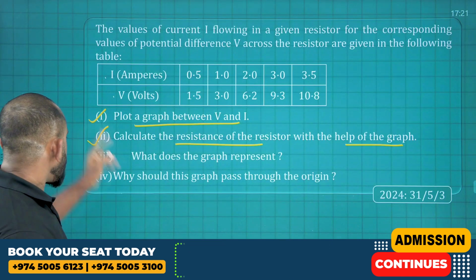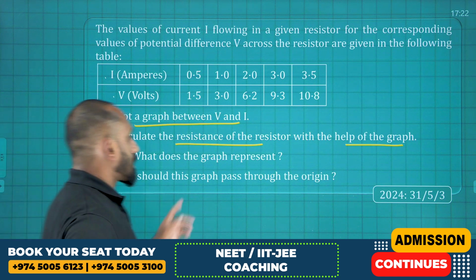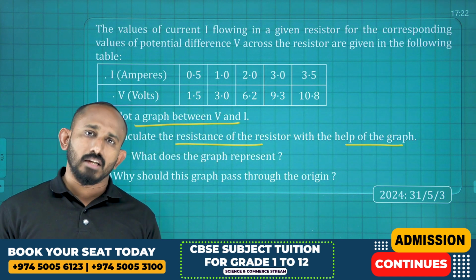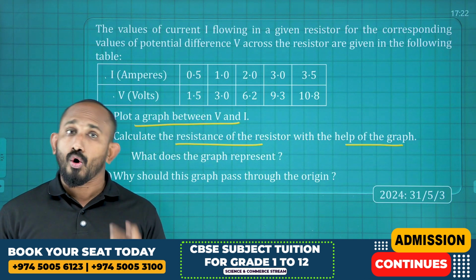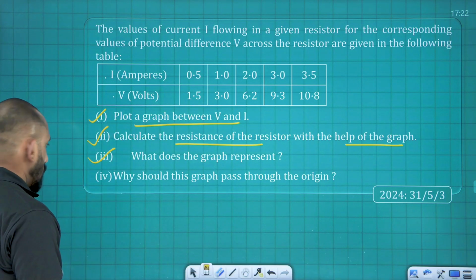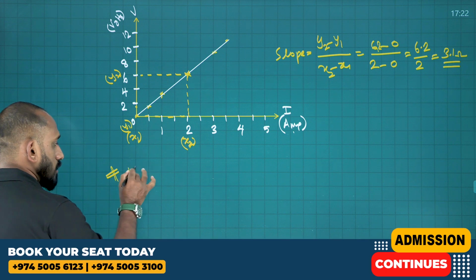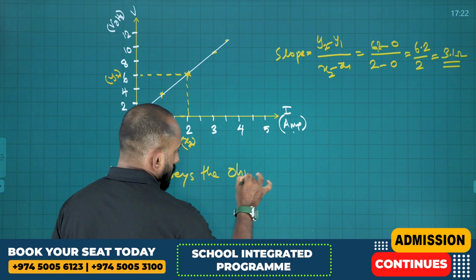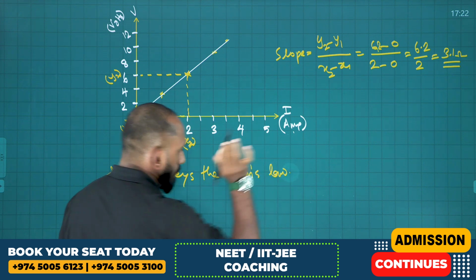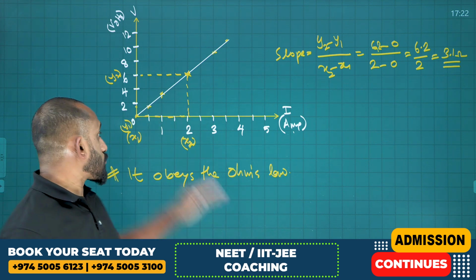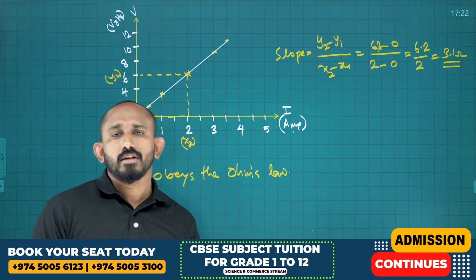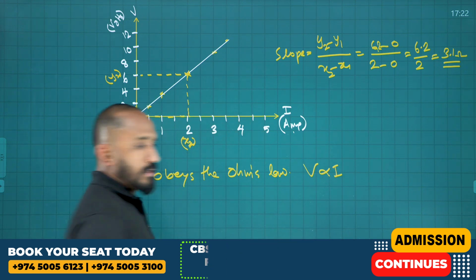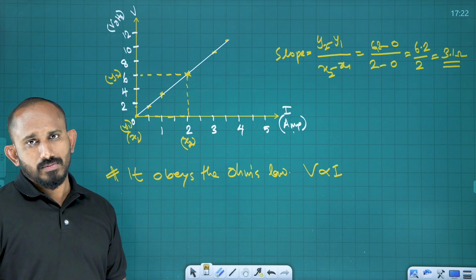Now, the third part, what does the graph represent? So the graph represents that voltage is directly proportional to current and the conductor obeys Ohm's law. It obeys Ohm's law. Why? It's a straight line curve between voltage and I, because V is proportional to I, as Ohm's law says.